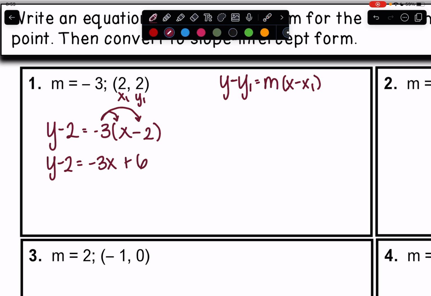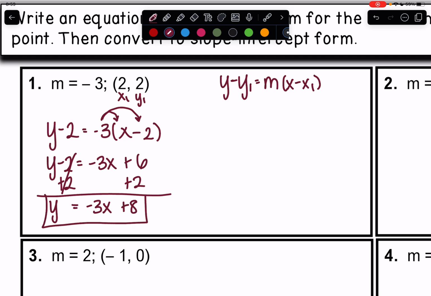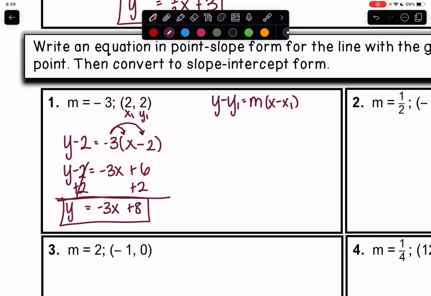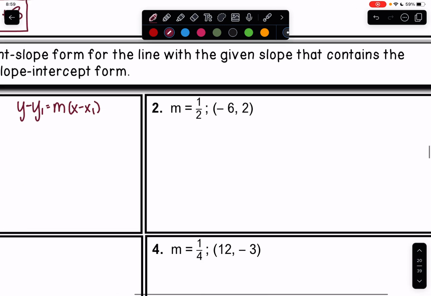And then my second step is to move the minus 2 away from the y to get y by itself. So the opposite of minus 2 is to add 2. So we get y, the 2's cancel, equals negative 3x. 6 plus 2 is 8. And there's my answer. Okay, so the next one.